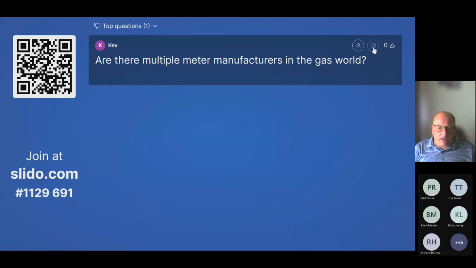Multiple meter manufacturers in the gas world, yes, is the short answer. There are hundreds. Now, the interesting thing is not all of them are approved for use in the UK, and there is a data set held which holds all the gas meters that are approved. So you cannot just go to China and buy a gas meter and bring it here and fit it, because it potentially wouldn't comply with the standards. Some of the standards sit with the British Standards Institute, some of them sit with the gas industry itself, some of them sit with the HSE, and there are multiple pieces of legislation.